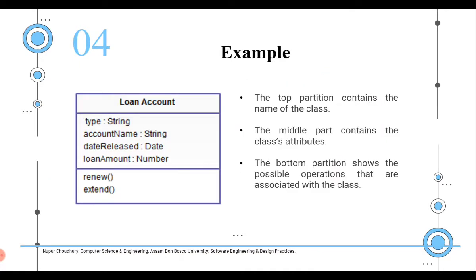This is just a basic example of how a class should look. It is represented using a rectangle with three different partitions. The first part, as already mentioned, contains the name of the class. The middle part contains the class attributes. After the colon, we also define the data type of these attributes, and the bottom partition shows the various methods associated with the functionality of the class.